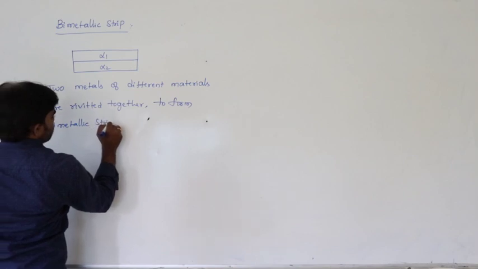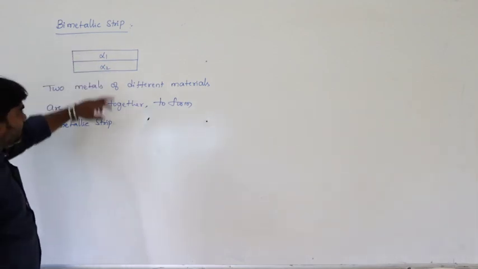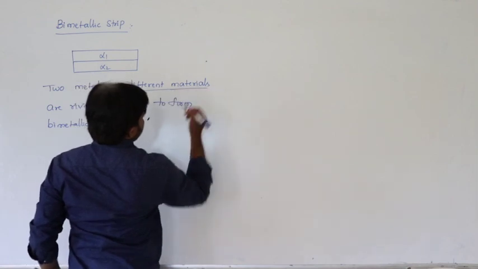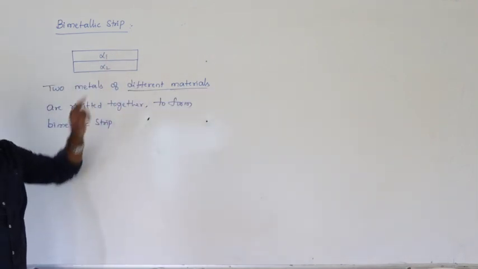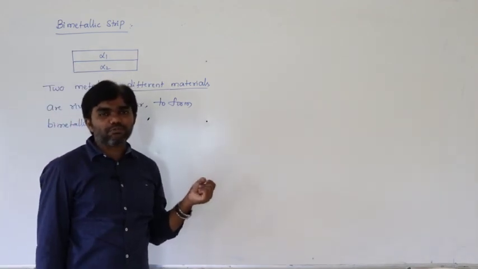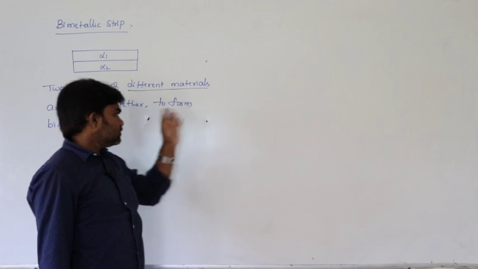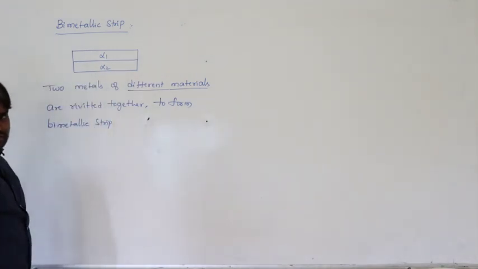Bimetallic strip. Two metals of different materials are riveted together to form a bimetallic strip. Different materials means those coefficients of linear expansion are different. So, this is the bimetallic strip.